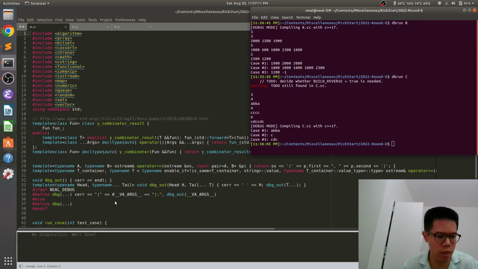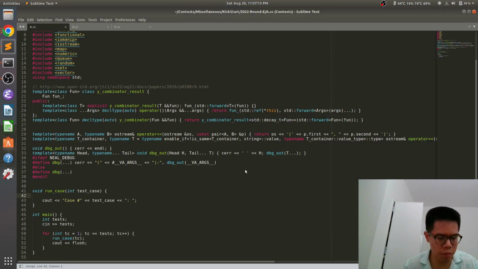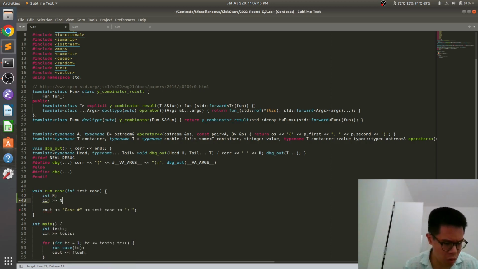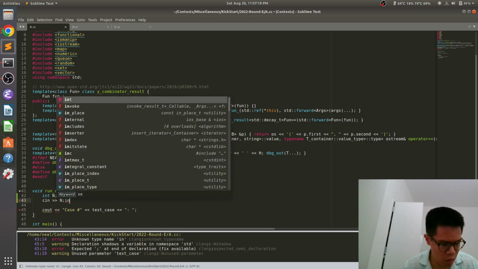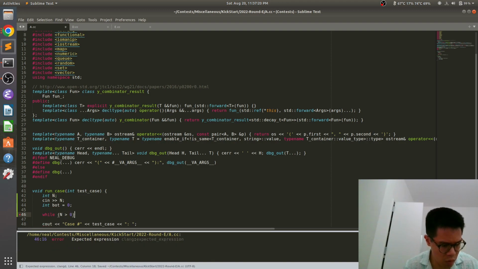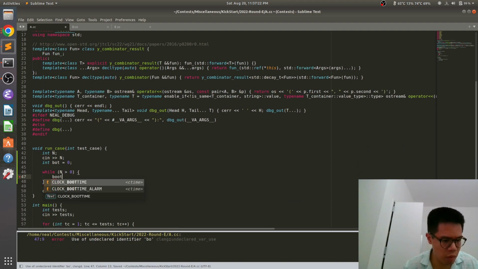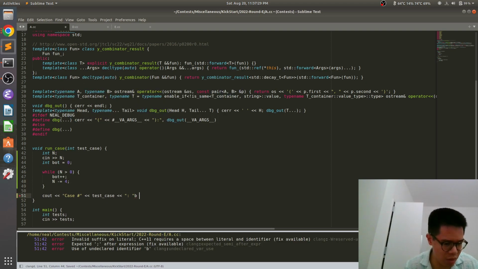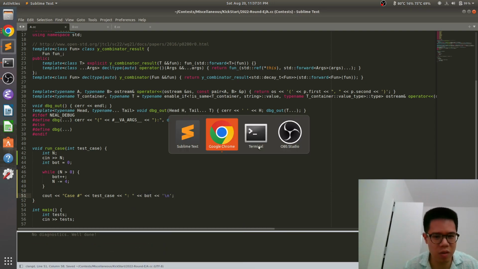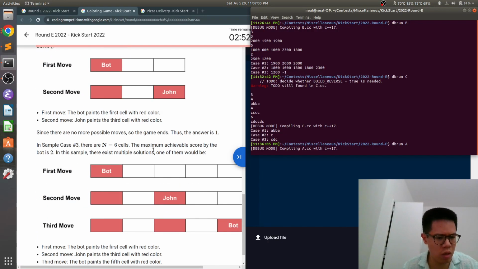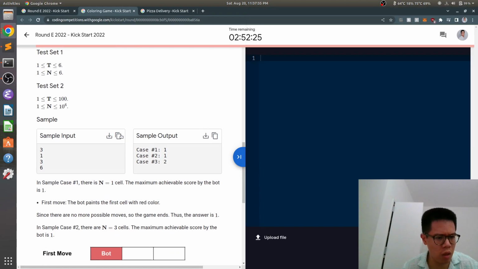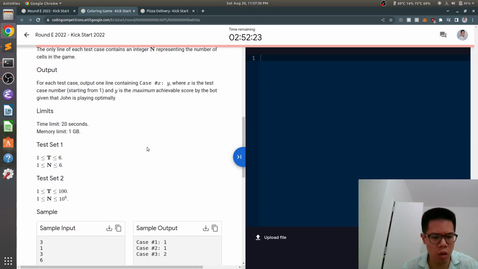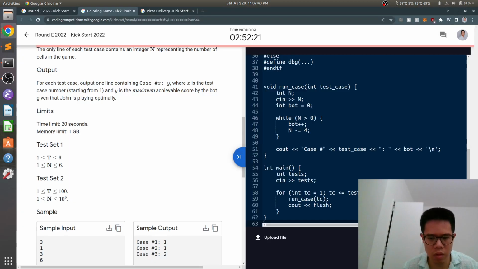So if I understand correctly, what happens is plus plus and minus minus. This is basically what happens, right? I could have been smarter and used division, but whatever.